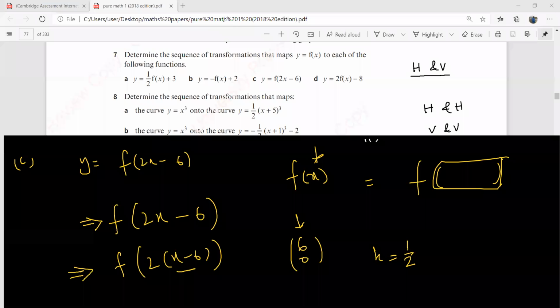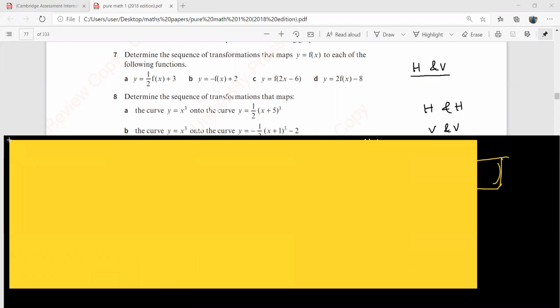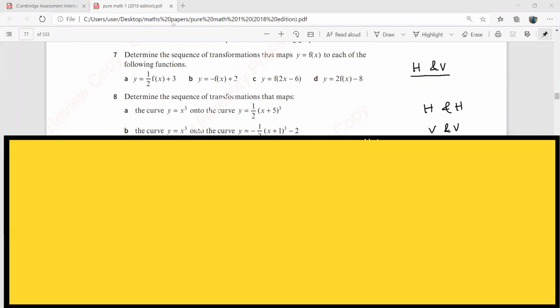Now let's look at the B part. Make an idea, think about this B part, and then I'm going to ask you people. The B part, 7B. There was y equal to f of x, and now this is y equal to minus f of x plus 2. Again, both of them are happening vertically. They are both happening vertically.